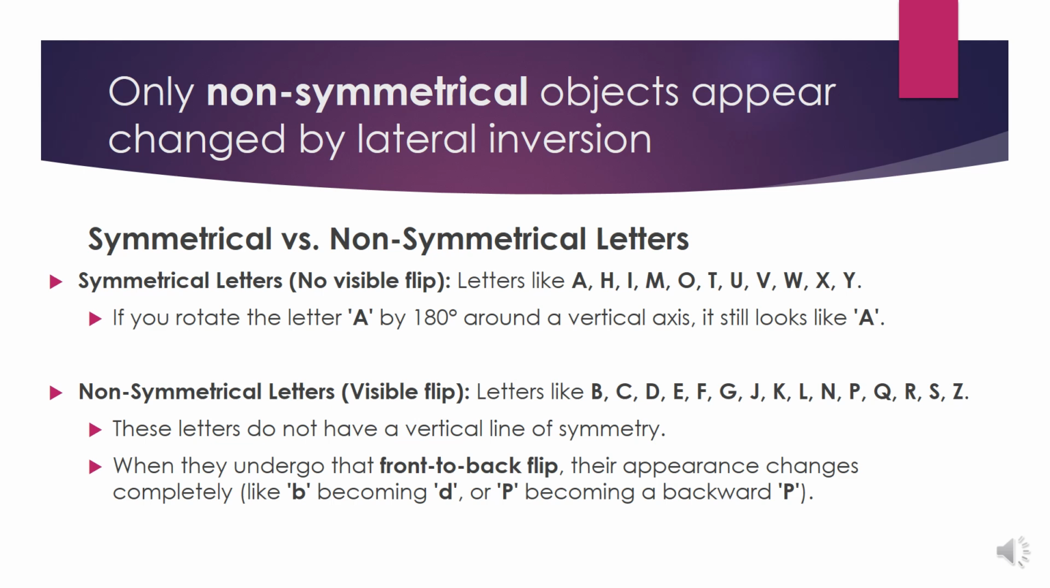अभी non-symmetrical letters, let us see. It will definitely show a visible flip. Letters like B, C, D, E, F, G, J, K, L, N, P, Q, R, S, Z. These letters don't show a vertical line of symmetry. So when they undergo that front to back flip, their appearance changes completely. For example, small letter b will become d, or a capital letter P will become a backward P.